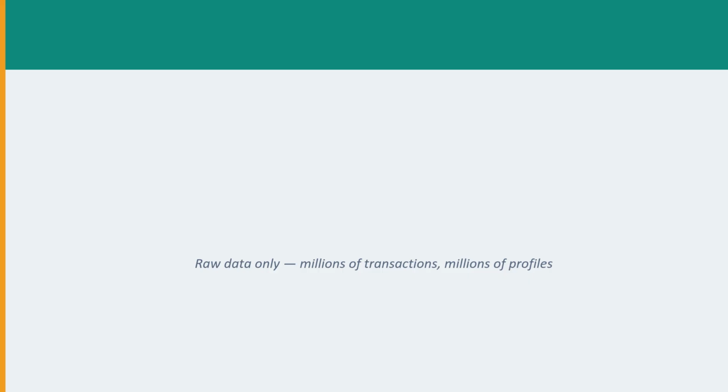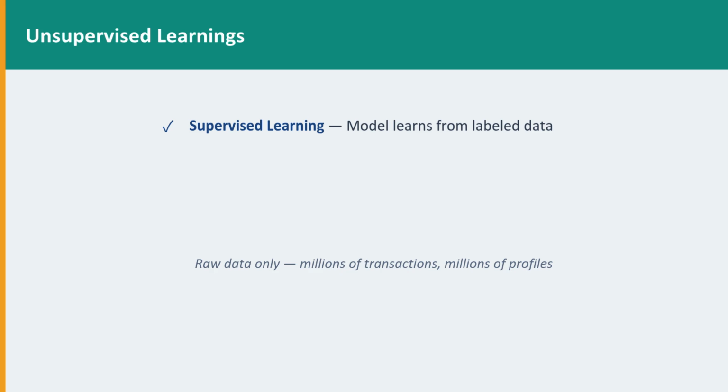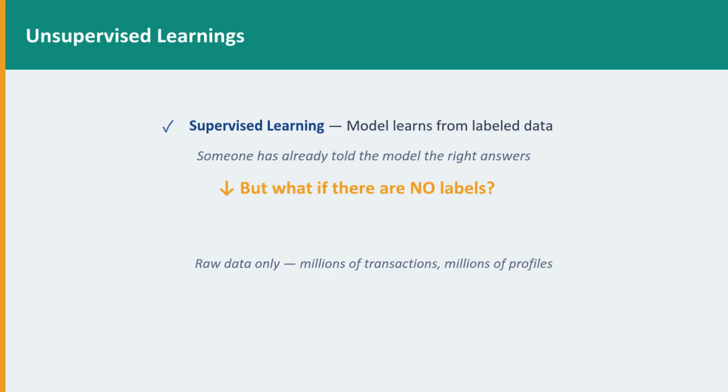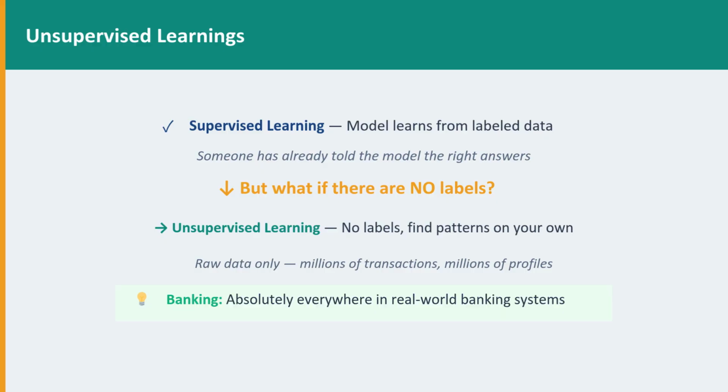Now let's move into unsupervised learning. We have been talking about supervised learning, where the model learns from labeled data. Someone has already told it the right answers. But what happens when you have no labels? No one has told you what's fraud and what's not. No one has categorized your customers, you just have raw data, millions of transactions, millions of profiles, and you need to find patterns on your own. That's unsupervised learning. And in banking, it's absolutely everywhere.